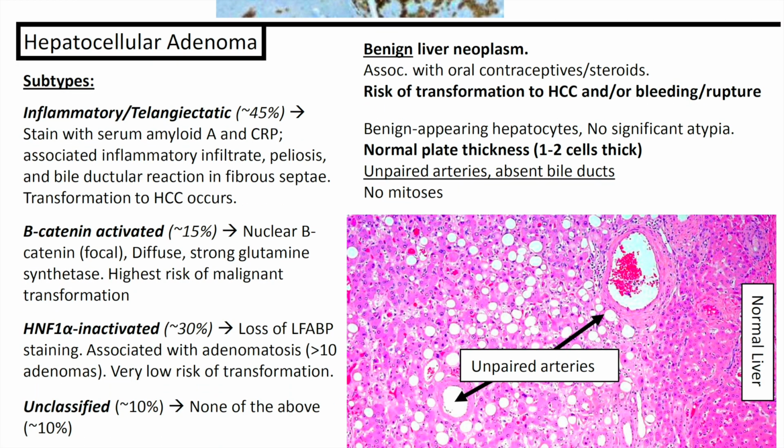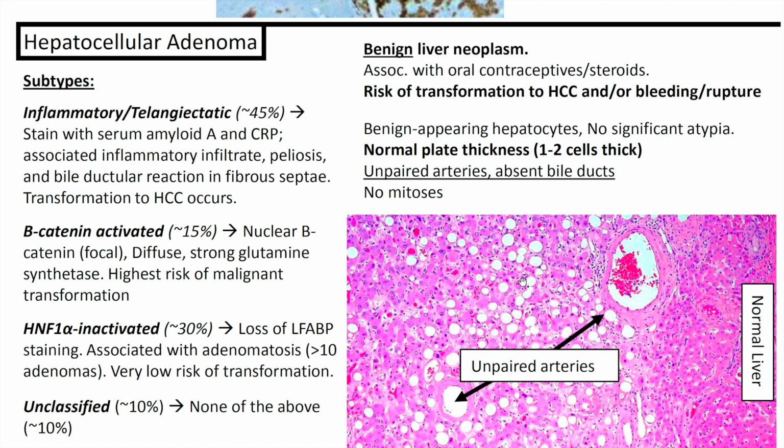Moving on, we've got hepatocellular adenoma. So hepatocellular adenoma is a benign liver neoplasm, often associated with oral contraceptives or steroids, and there is a risk of transformation to hepatocellular carcinoma and/or bleeding or rupture. Histologically, you're going to see benign appearing hepatocytes with no significant atypia, normal plate thickness, which we're all familiar as 1 to 2 cells thick, and often you'll see these unpaired arteries with absence of the bile ducts and no mitoses. So no mitoses, that kind of tracks with this being a benign process, right?